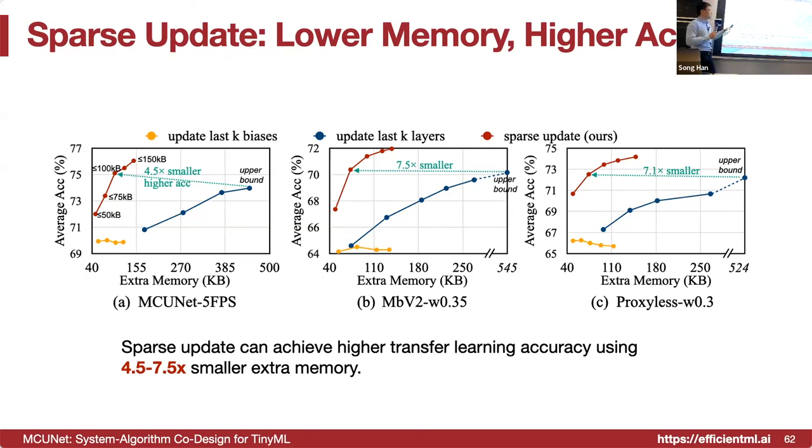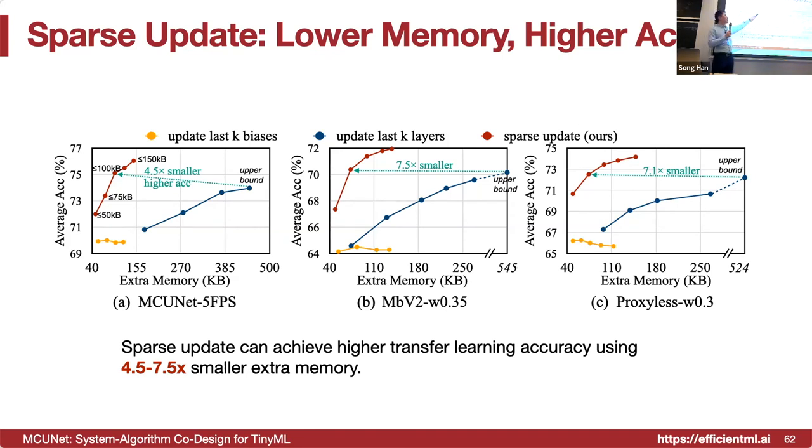So here are the results for different models. I'm assuming 5 frames per second, and we are comparing several baselines. One is updating the last k layers. If k equals all the layers, that's the full model update.